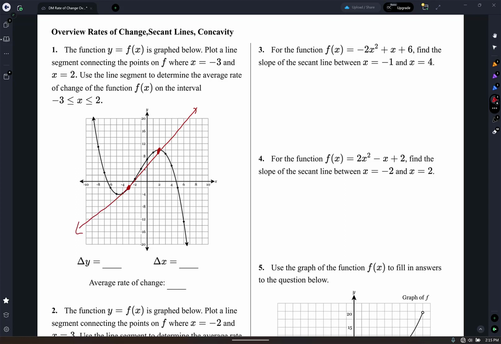I didn't make it perfect, my bad. This is called a secant line if it goes through 2 points on the curve like so. What is that line called? A secant line. S-E-C-A-N-T. Secant line. I don't know why mine doesn't look quite as straight.